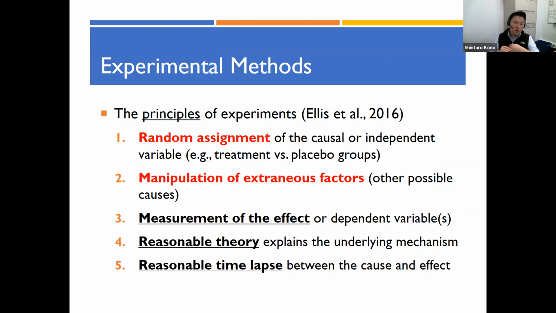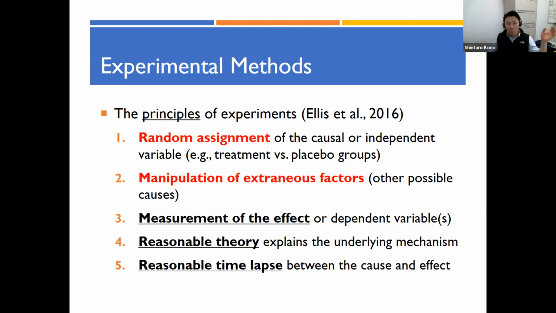The second principle is manipulation and controlling of extraneous factors. Extraneous factors are other possible causes. Let's say our causes are the new treatment and the placebo group. We have a control group, the placebo group, and we're looking at their impact on, let's say, mental health, anxiety, right?